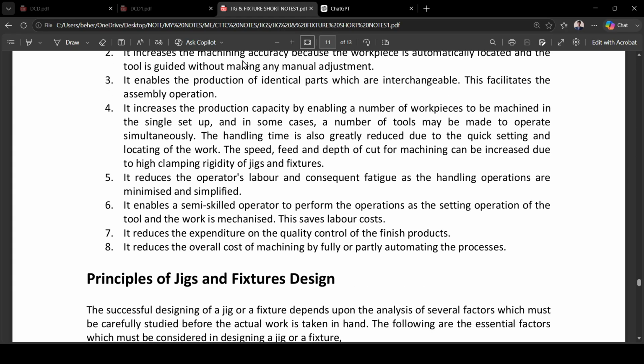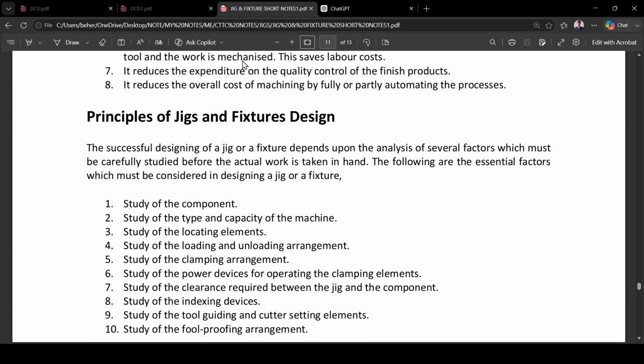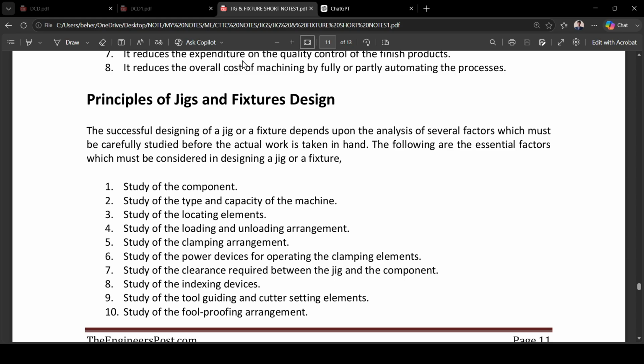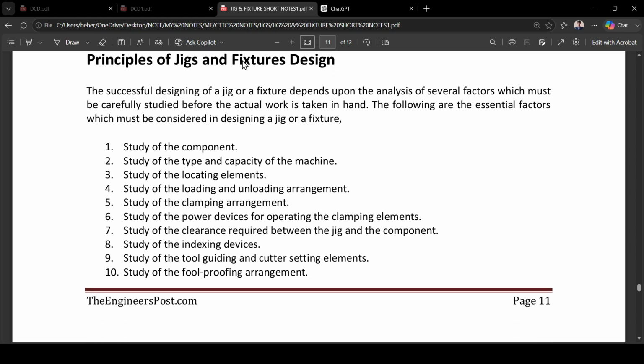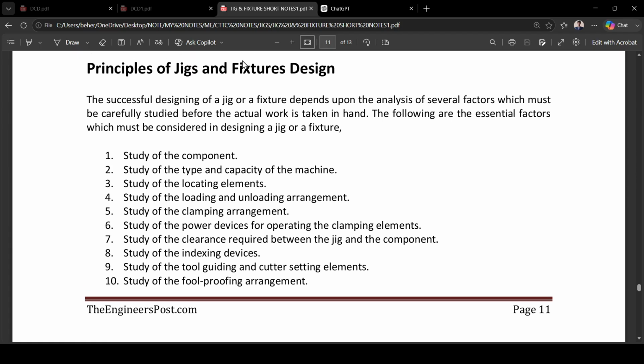And what are the principles of jigs and fixture design? There are various principles of jigs and fixtures design. You can read and write all these things.